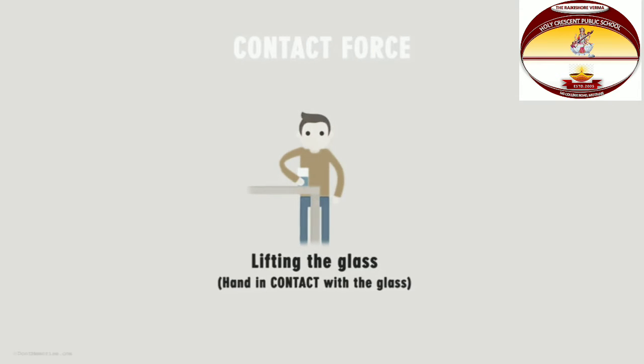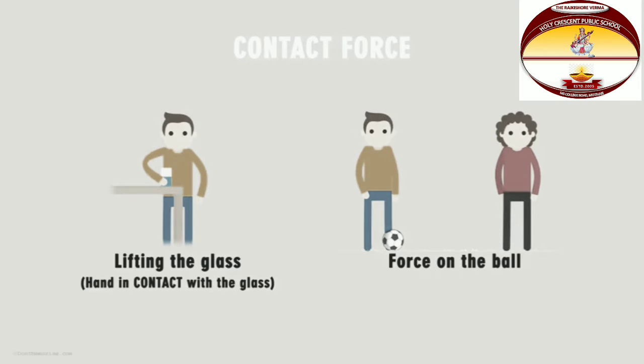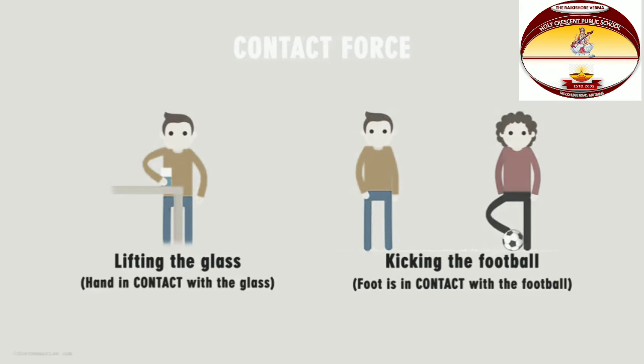Here is an example from the previous video. This player wants to pass this football towards his teammate who is standing on the other side of the pitch. The player will apply the force on the ball by kicking it. When the player applies force, his foot is in contact with the football. So this force is a contact force.